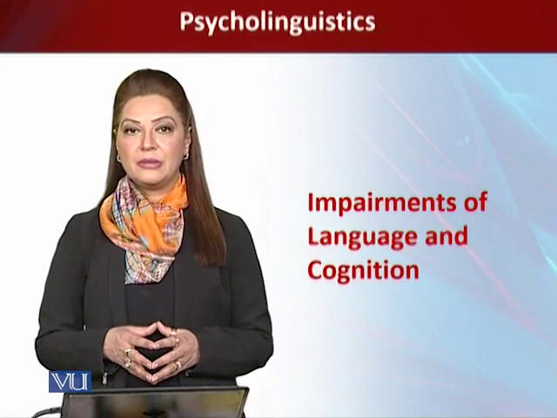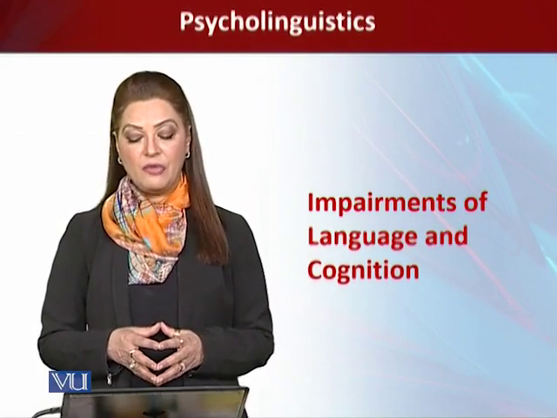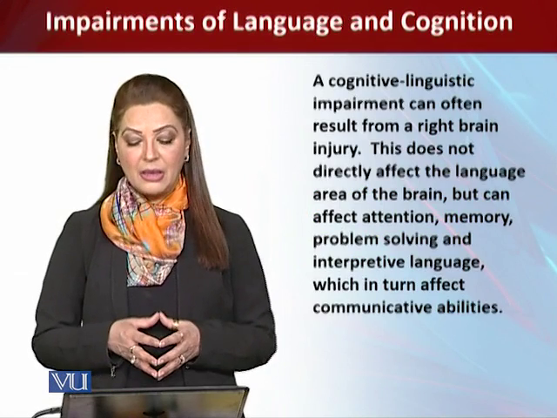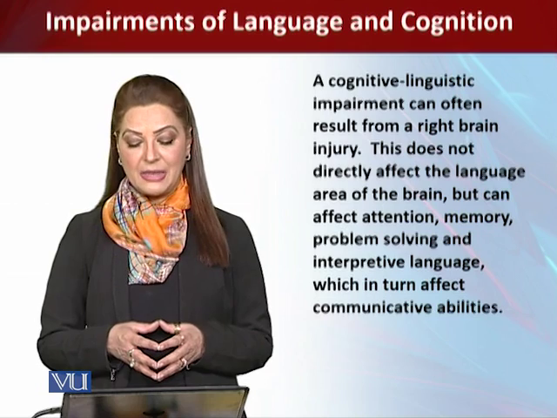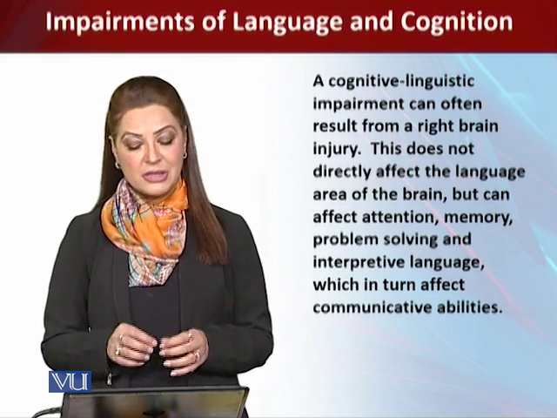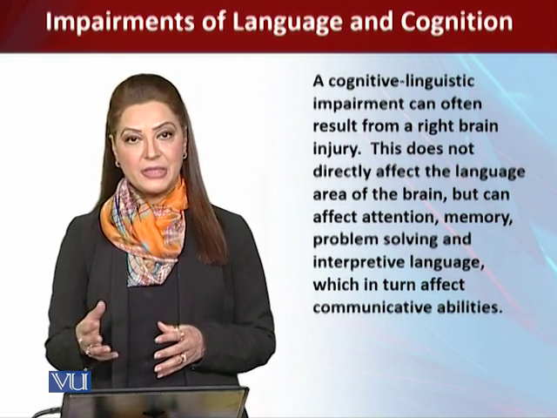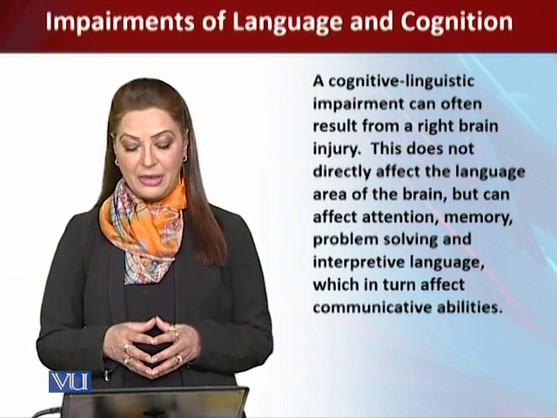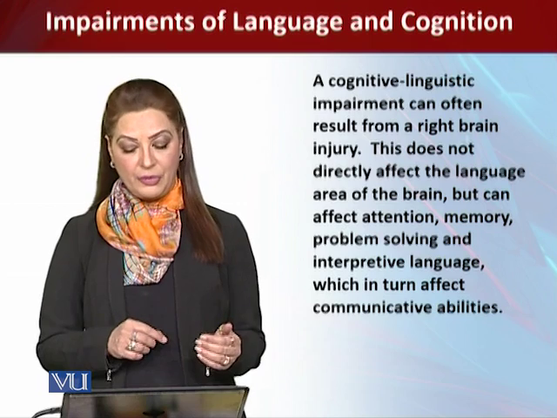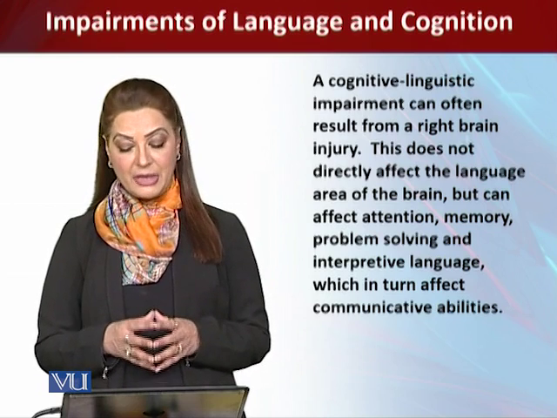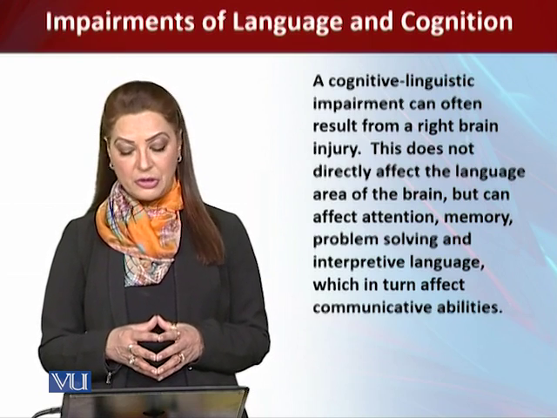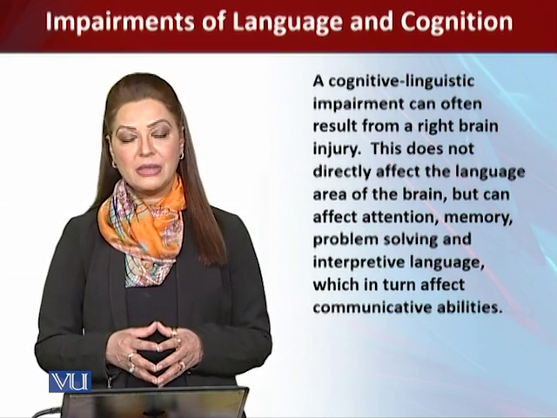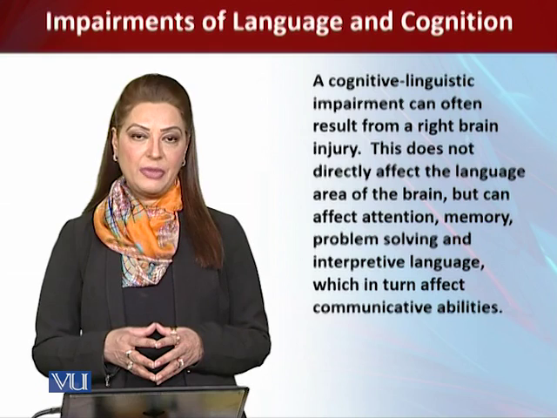Now we will discuss impairments of language and cognition. A cognitive linguistic impairment can often result from a right brain injury. This does not directly affect the language area of the brain, but can affect attention, memory, problem solving, and interpretive language, which in turn affect communicative abilities.